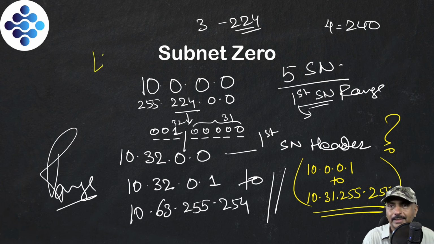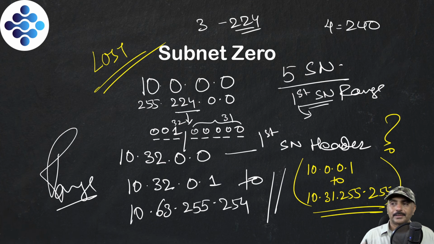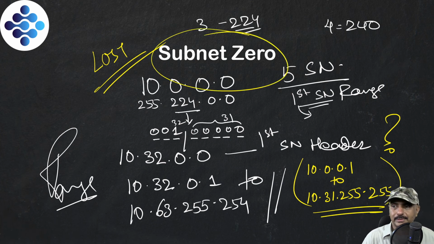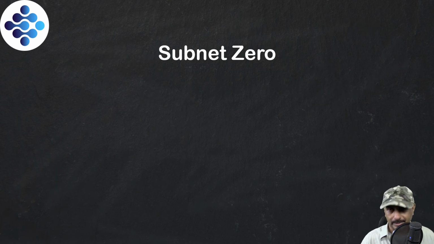Lost. They are lost. And that's the reason subnet 0 came into existence, to save these IP addresses. To save these IP addresses, subnet 0 came. So now our calculations would change slightly. As such, not much, but this is an important understanding. What does subnet 0 tell? It tells that you can use the 0 subnet also.